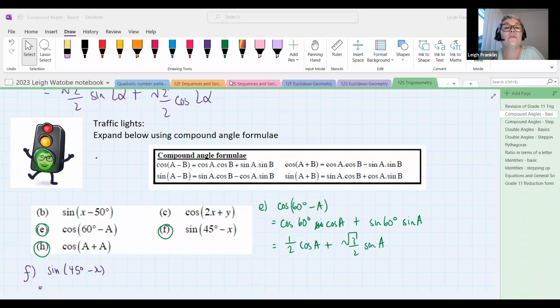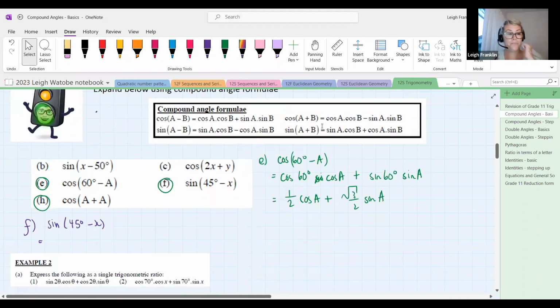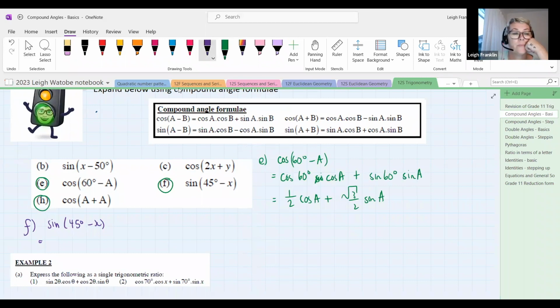Okay, Ria, go for it. What did you write for F? F was kind of complicated, but the step is I wrote sine 45 times cos negative x minus cos 45 degrees times sine negative x. Okay, it's not sine negative x. The angle is x. So it's this angle over here.